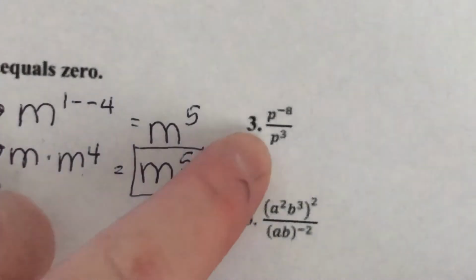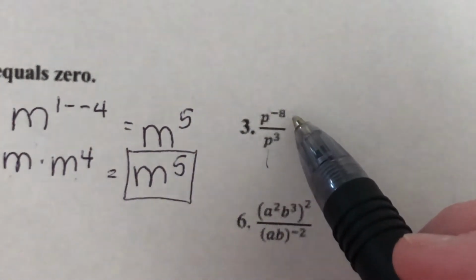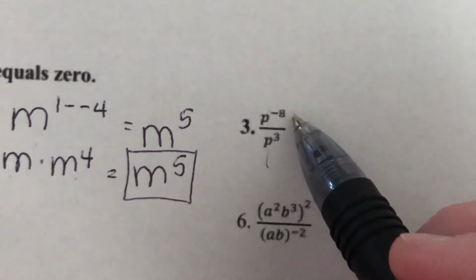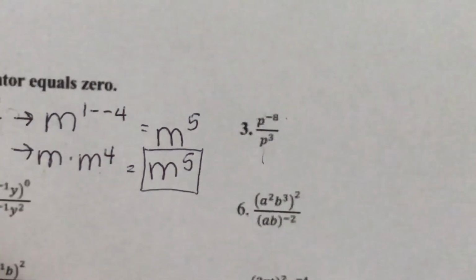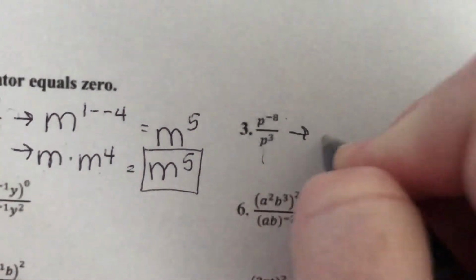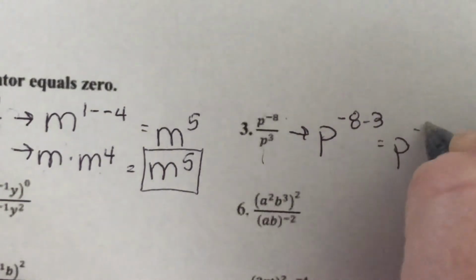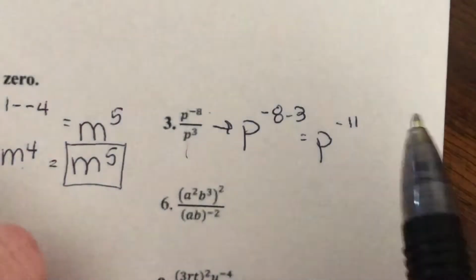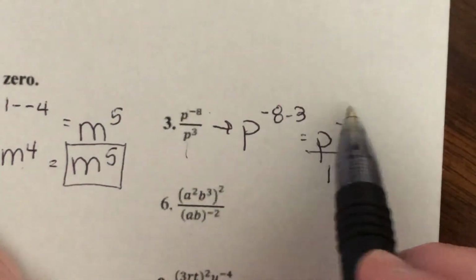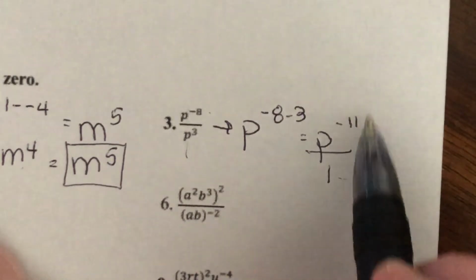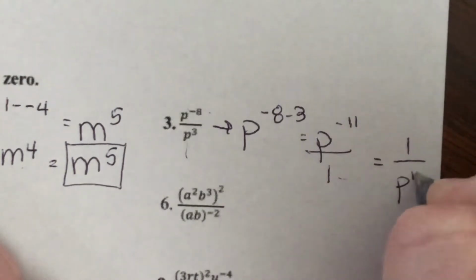Okay, number 3. Here, same thing. Our base is p, so we can do negative 8 minus 3. My eyeballs are not good. So that would be p to the negative 8 minus 3, which would be p to the negative 11. And then, of course, I can't leave it with a negative sign. So think of this as being over 1. It's got a negative exponent, so it needs to come down to the basement. It's on the wrong floor. So I want to make it 1 over p to the 11th.